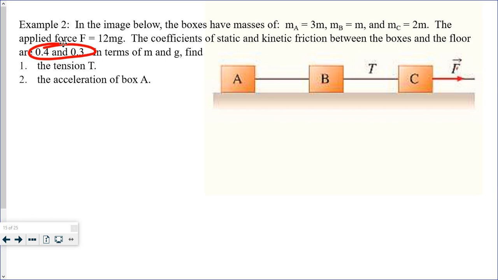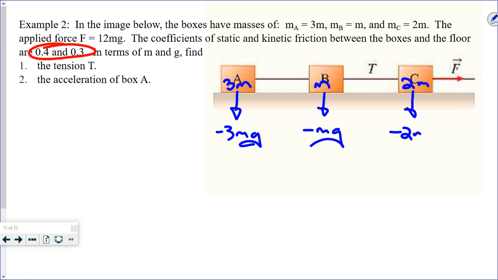This box has a mass of 3m, this one has a mass of m, and this one has a mass of 2m. Let's put in our forces of gravity: negative 3mg, negative mg, and negative 2mg. We have normal forces to cancel that out: positive 3mg, positive mg, positive 2mg. And then you're going to have friction forces.